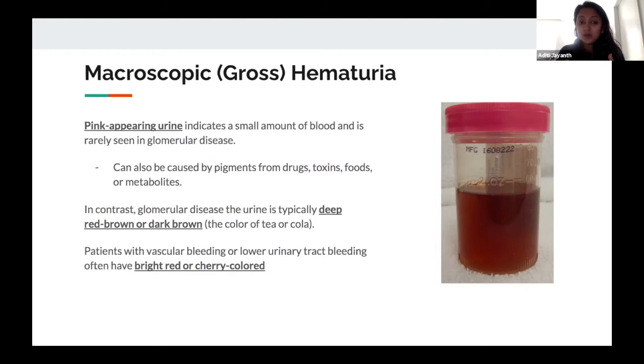And in contrast, the glomerular disease urine is typically the classic cola colored or tea colored urine. It's a little bit more dark brown. And it's okay if you're not able to tell. You can always send off the urine and kind of go from there. But generally, that's a good color measure of sorts. And then patients with more vascular bleeding, lower urinary tract bleeding, usually have more bright red, cherry colored blood, which you would anticipate because it'd be more vascular, lower in the urinary tract.